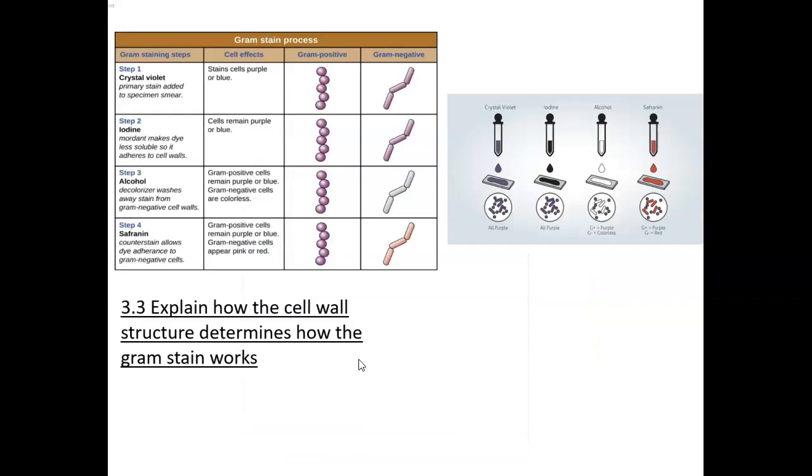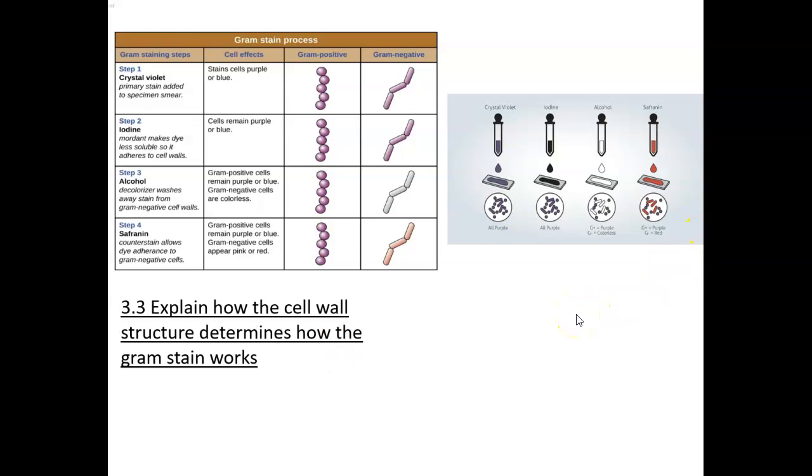Now, we do something in the lab. Hospital labs do this all the time, and microbiology students do it a lot. You would get a couple chances to do it. You guys are going to do it using virtual labs. But you're going to do a gram stain. And so it says, explain how the cell wall structure determines how the gram stain works. So you're going to go over this in lab, but I'm also going to talk about it here.